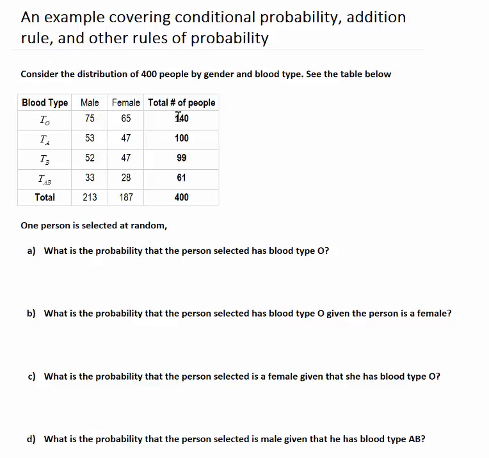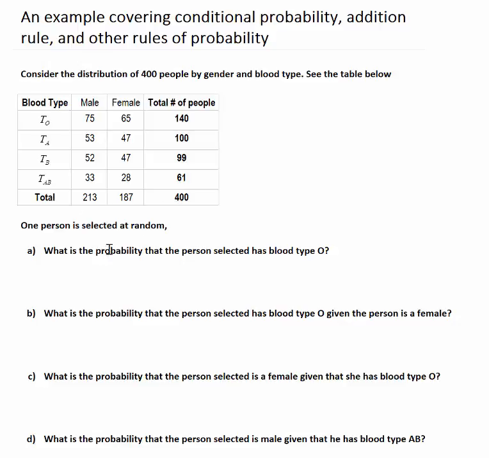Let's see what 140 means right here. 140 means that there are a total of 140 people who have blood type O. Those 140 are a mix of male and female. 400, what does it mean? It's the grand total of all people surveyed. So let me show you now how to answer the questions.